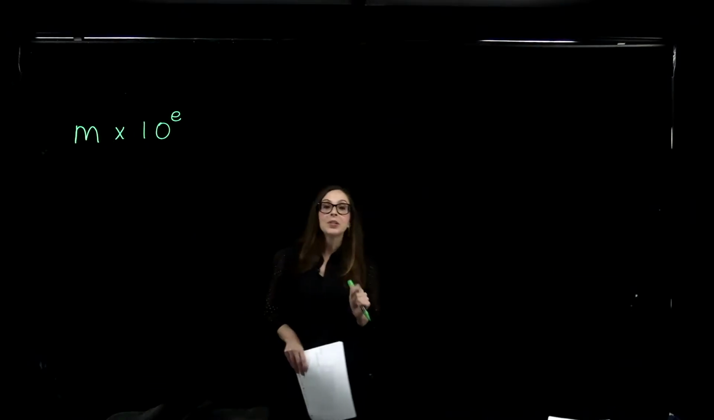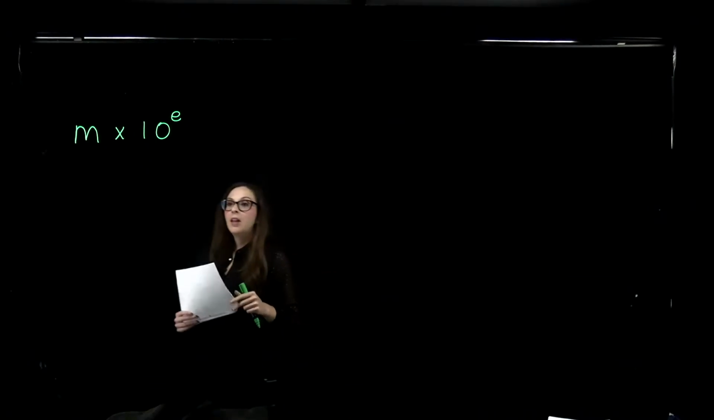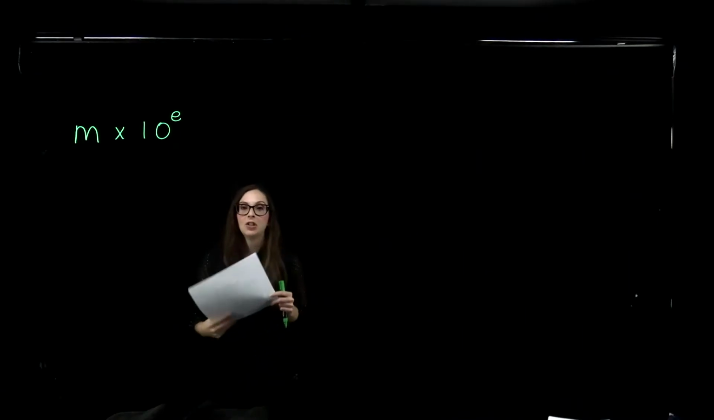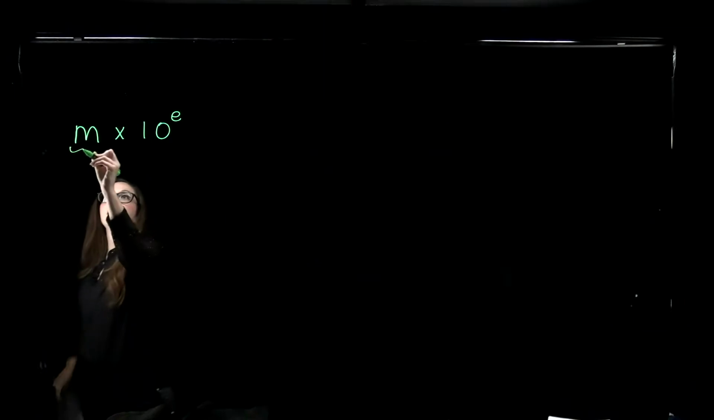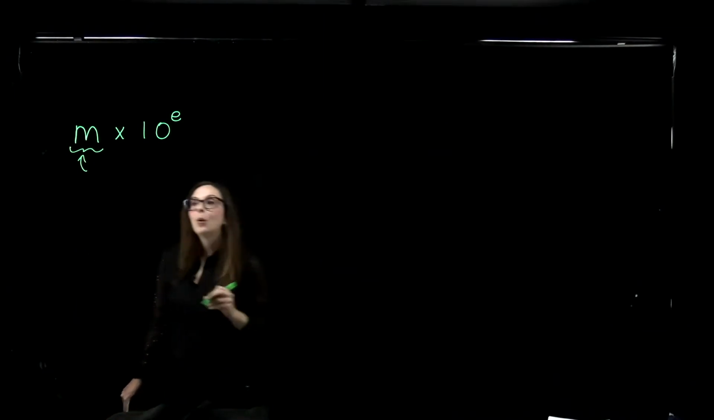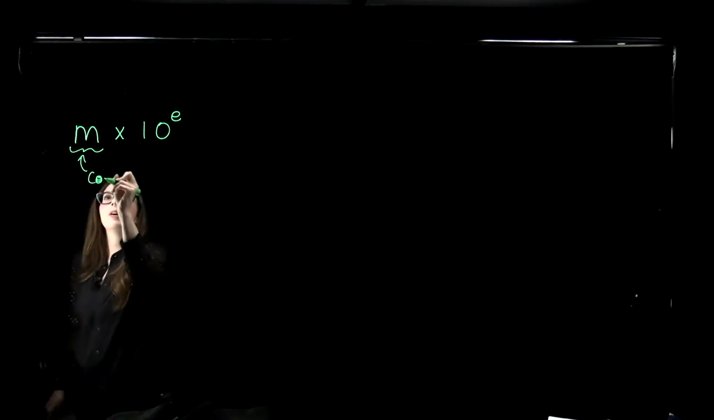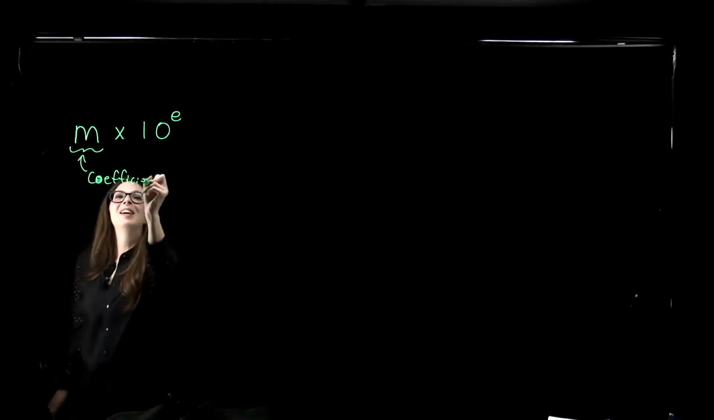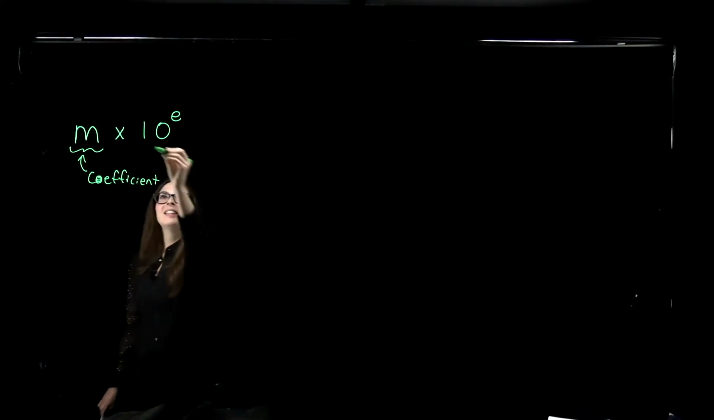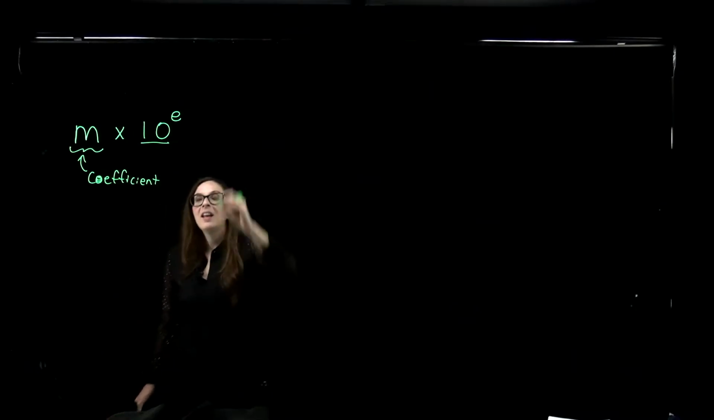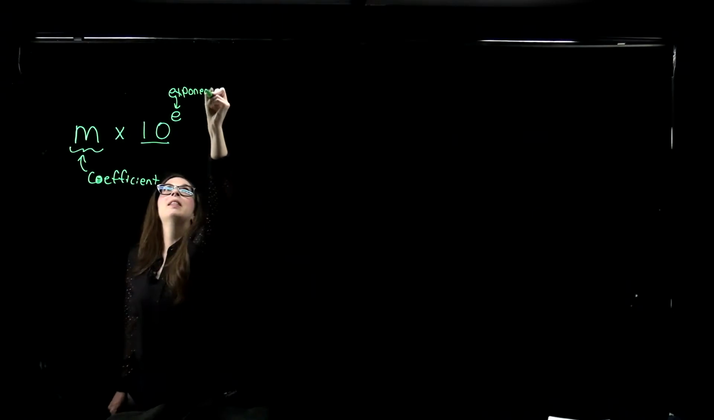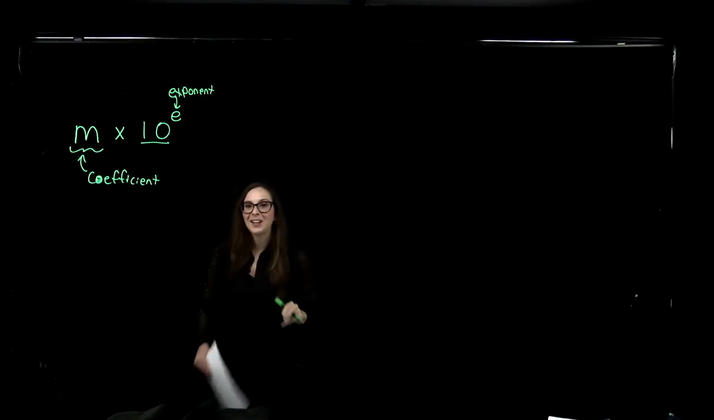Now let's talk about scientific notation. This is the form of the number in scientific notation. The different parts of it: this M part right here, sometimes you hear it called the mantissa or the coefficient, C-O-E, the coefficient. Yep, I spelled it right. And this is your base 10, okay? And then this number up here, that's your exponent. That's your power of 10.